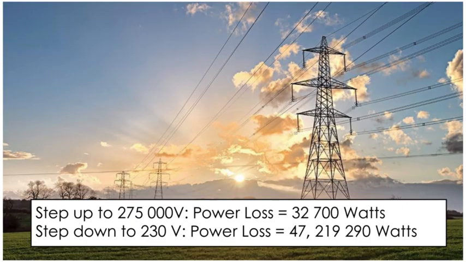So comparing the power losses, with a step-up voltage we get much less power loss than stepping down the voltage. With stepping up to 275,000 volts, we get 32,700 watts of power loss. By stepping down to 230 volts, our power loss is 47.2 million watts.